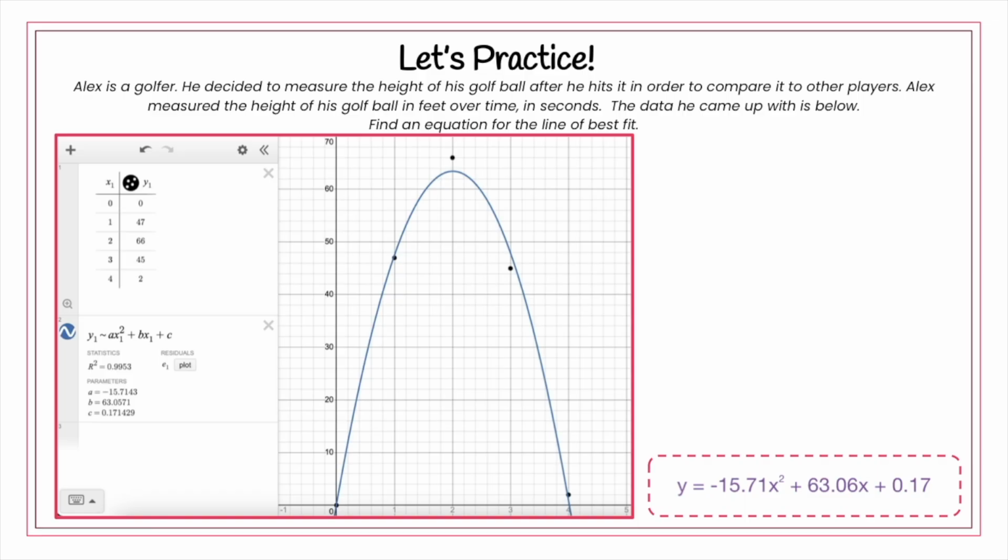So I went to my Desmos calculator, I made the table, and then I had to type my equation into a separate line to generate my parameters for A, B, and C, and then I knew where to plug those into my equation. Now let's use this information to answer more questions.